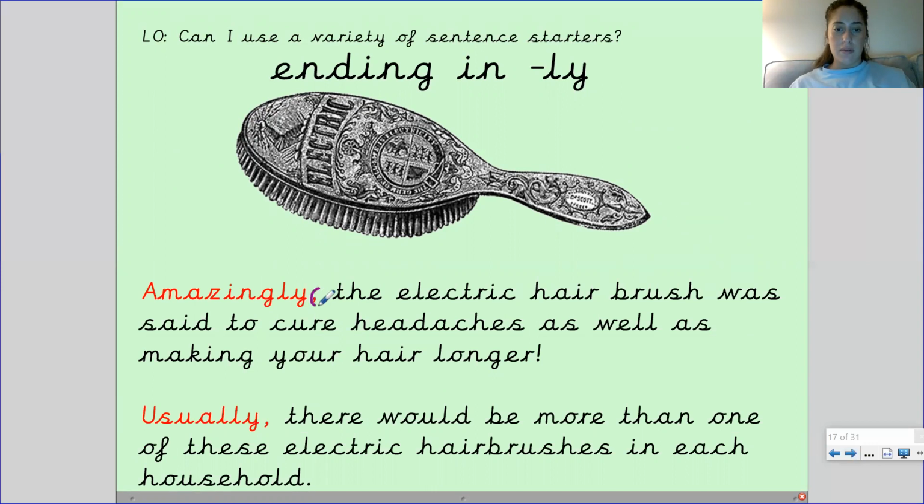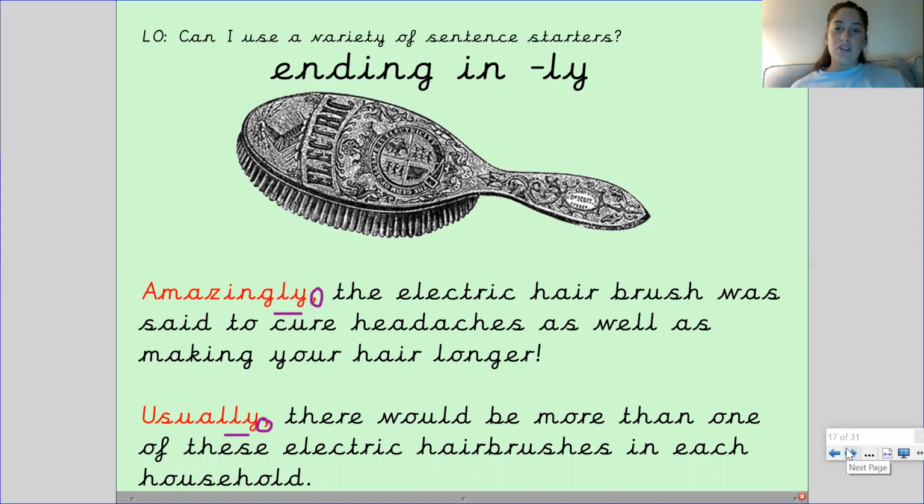Amazingly, comma, the electric hairbrush was said to cure headaches as well as making your hair longer. Usually, there would be more than one of these electric hairbrushes in each household.